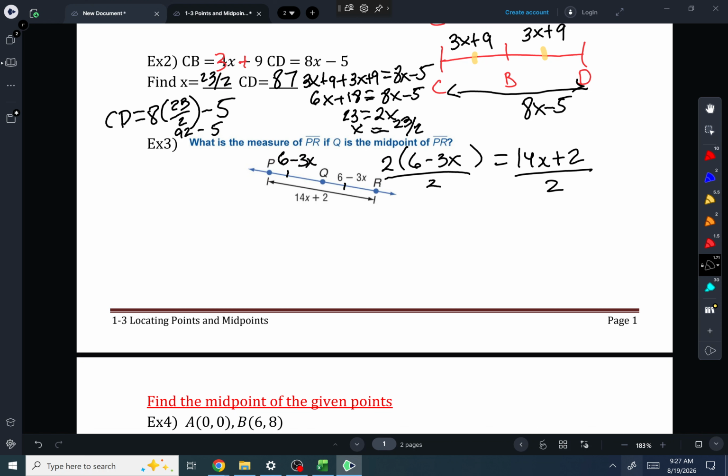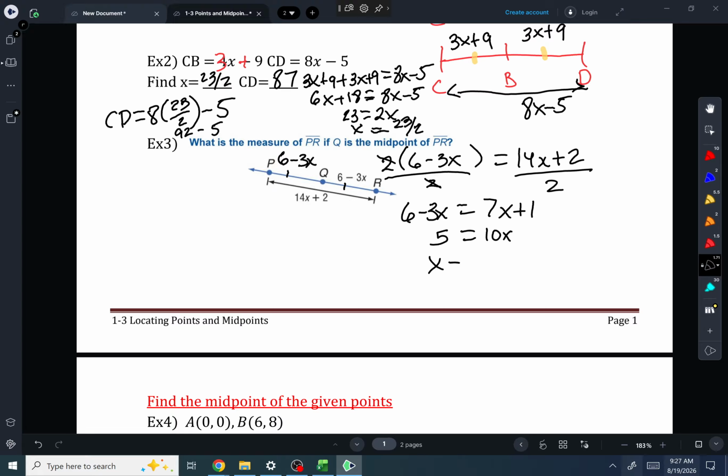Am I allowed to do that? I hope so, yes. Those cancel. What do I get? 6 minus 3x. If this doesn't make sense to you, go do the algebra. You'll get the exact same answer. It'll just be longer. What does 14x plus 2 over 2 become? 7x plus 1. I'm going to bring the 3x over, bring the 1 over. If I bring the 3x over, it's going to become 10x on this side. Bring the 1 over, it's going to become 5.